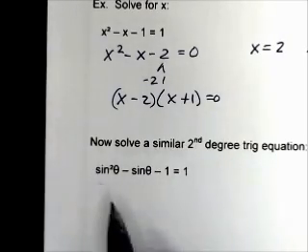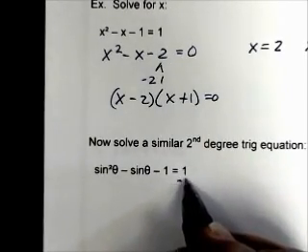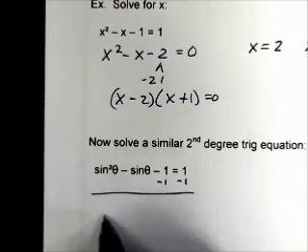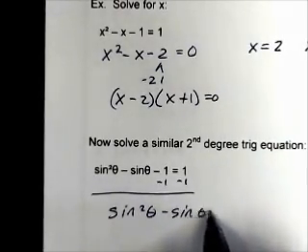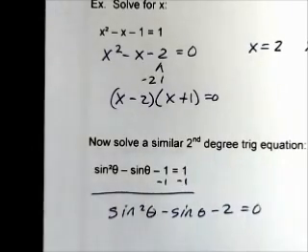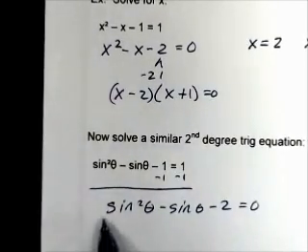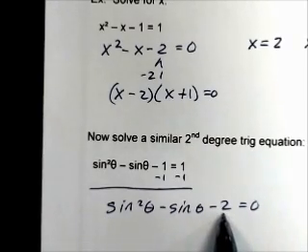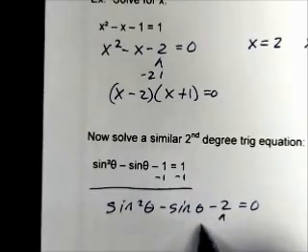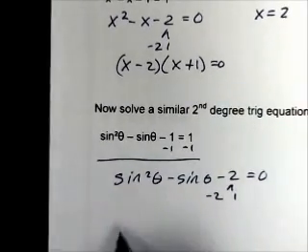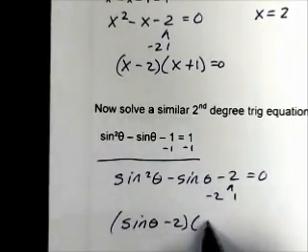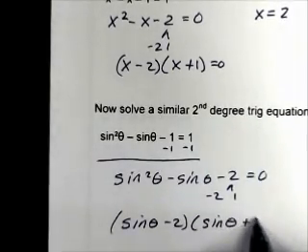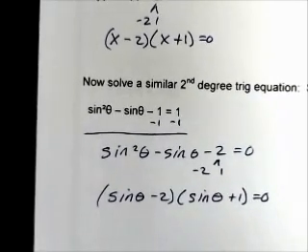So we'll put it in standard form. We'll subtract 1 from both sides. Sine squared theta minus sine theta minus 2 equals 0. The lead coefficient is 1, so we go to the constant -2. The factors of -2 that add to -1 are -2 and 1. So this factors into sine theta minus 2 times sine theta plus 1 equals 0.